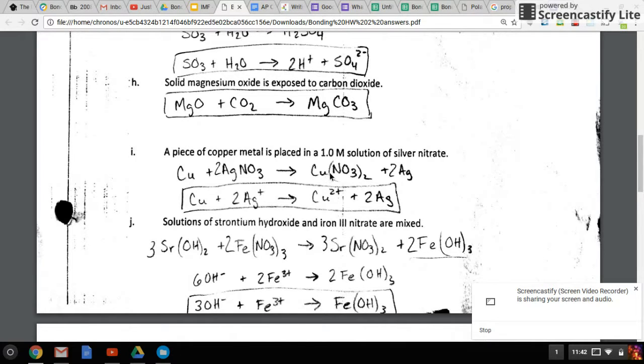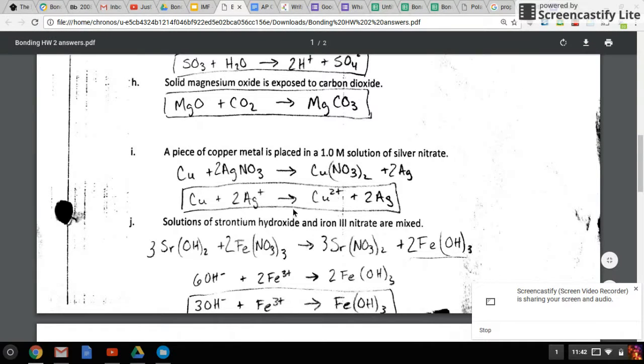Copper comes in and replaces the silver, so we start to see silver precipitate, and we're going to form copper nitrate solution, which, if you remember, solutions that involve copper are blue. And they could ask you about some of those practical aspects on the AP exam about those chemical reactions. So the resulting net ionic equation looks like this.